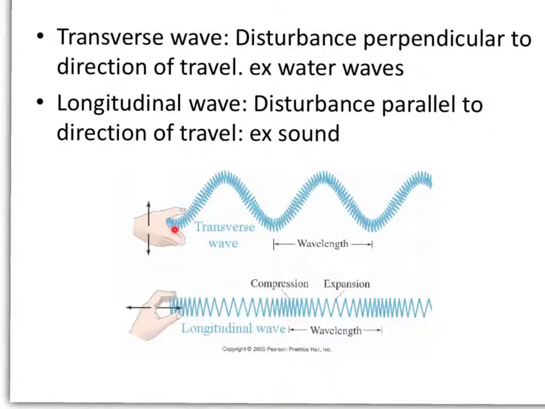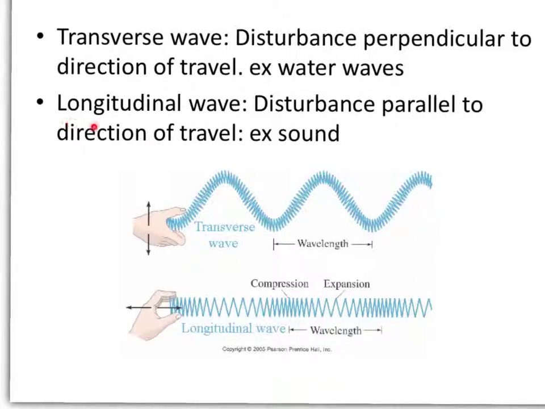where we have a spring. Somebody is shaking the spring, that constitutes the disturbance. The wave is moving in this direction, and there is the disturbance, this up and down part here, the amplitude, which is perpendicular to the direction of travel. So that's one kind of wave.